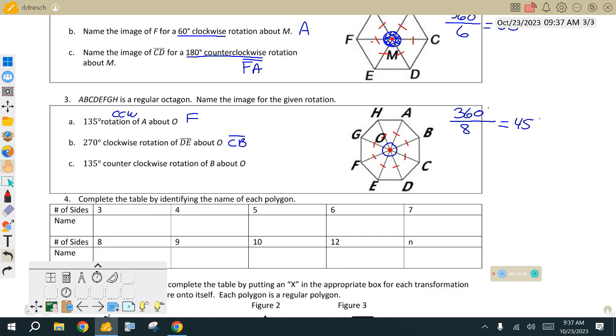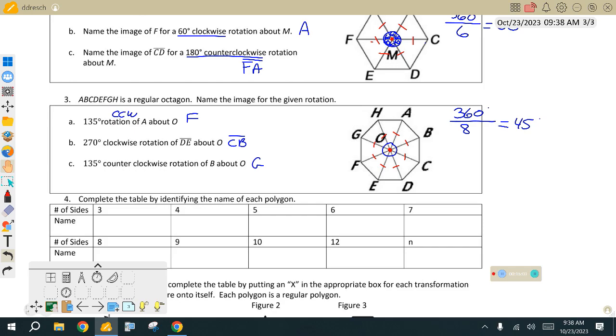And the last one, counterclockwise. It does say counterclockwise. We know 135 is 3. B, counterclockwise, about O. 1, 2, 3. There you go. Nothing crazy. Now, later on, we're going to continue doing this.